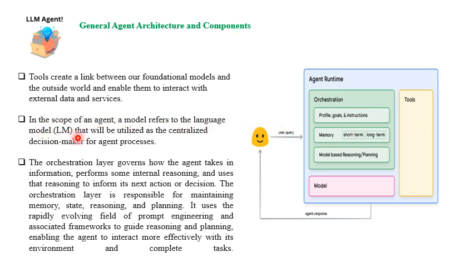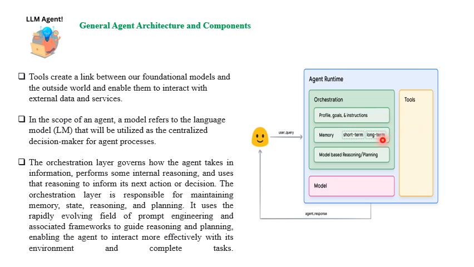Also, in the scope of an agent, a model refers to the language model that will be utilized as a decision maker. It's the language model itself that is responsible for decision making. But what is this orchestration layer? The orchestration layer governs how the agent takes in information, performs some reasoning, and uses this reasoning to inform and decide about the next action. It takes information, does some reasoning using this reasoning and planning layer, and then decides about the next action that the tools should implement.